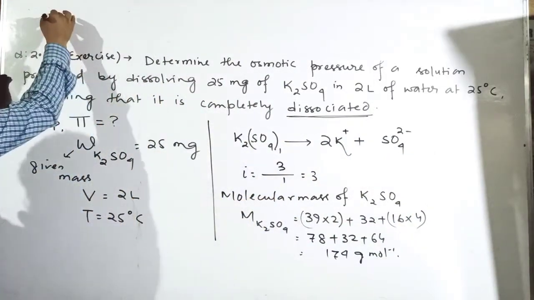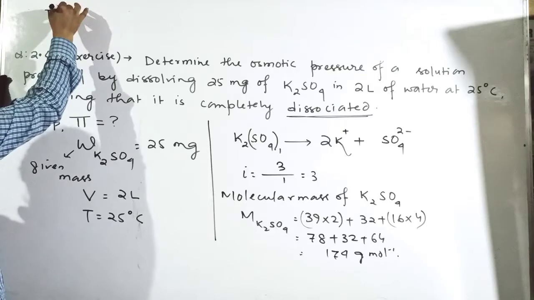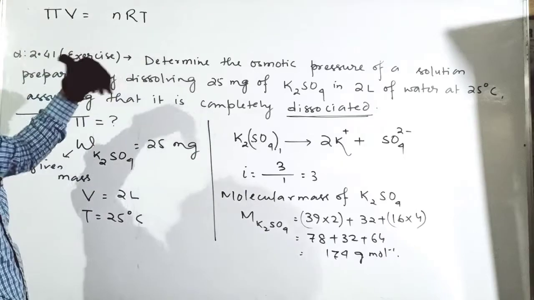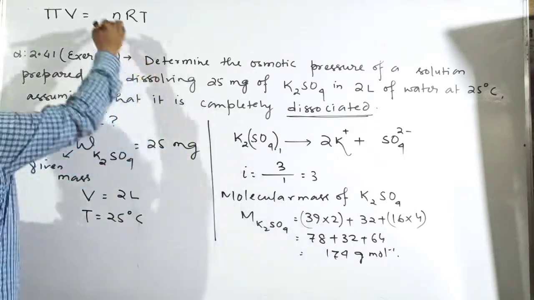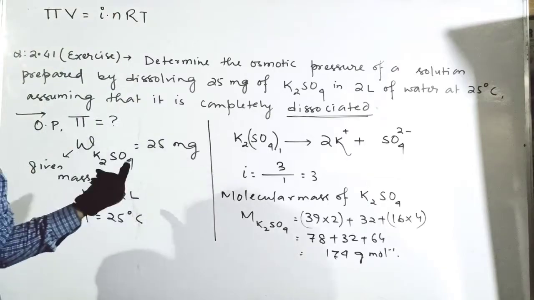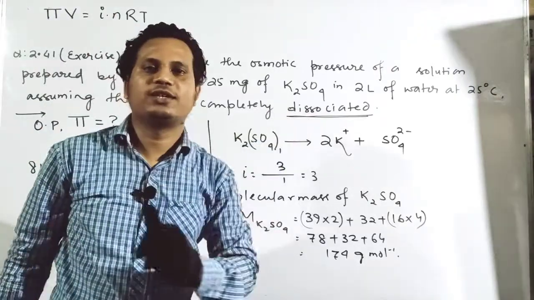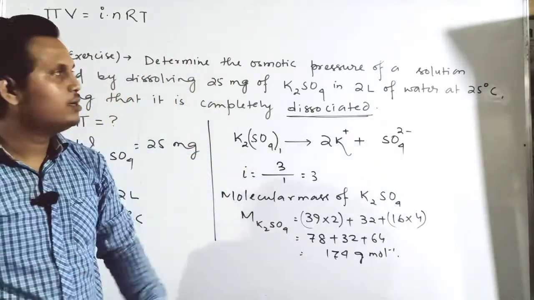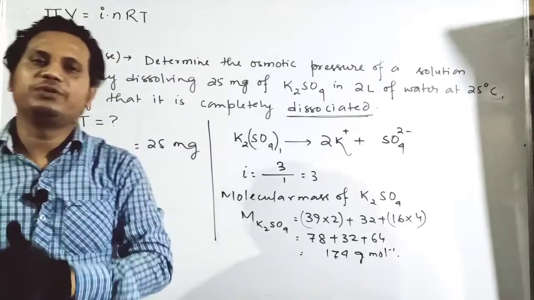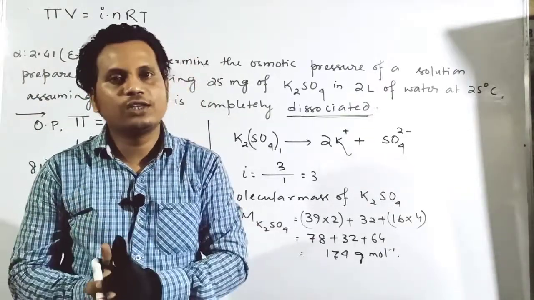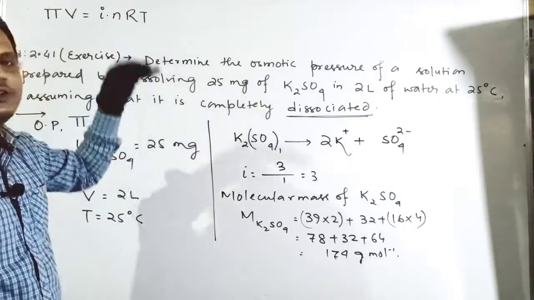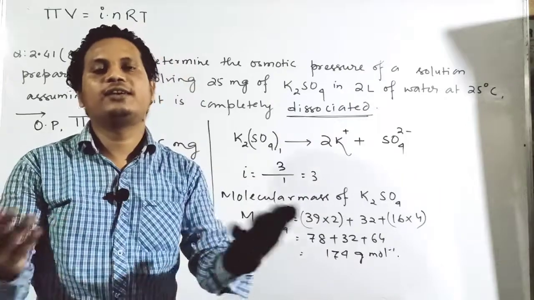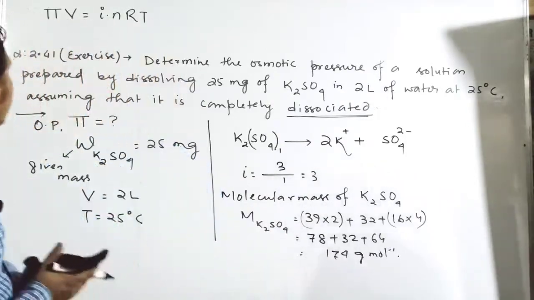What is the formula of osmotic pressure? Pi V equal to nRT. Like PV equal to nRT, in place of P it is pi. And in the formula i will be there. Why? Because association or dissociation is there. If any association or dissociation occurs, then in the formula i will be there. If no association or dissociation occurs, i will not be there, because the value of i is 1 if neither association nor dissociation occurs.